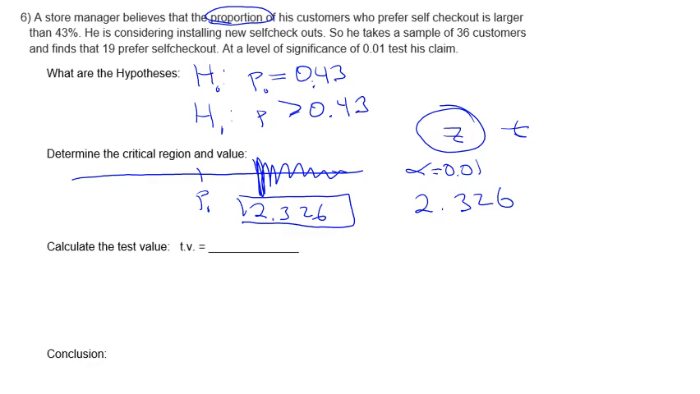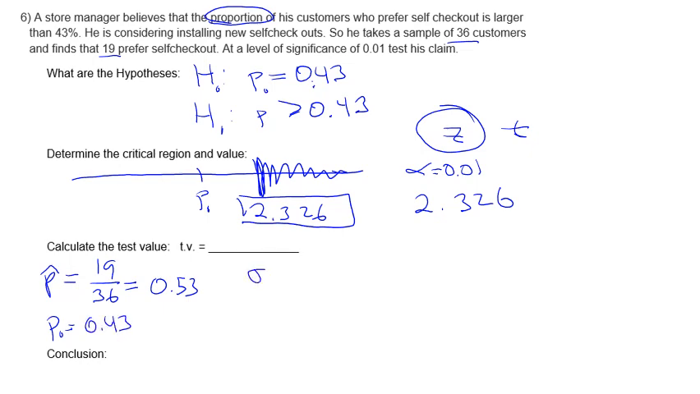Move on to the test value. Again, p hat is the sample proportion. He took a sample of 36 people. 19 out of 36 preferred self-checkout. That comes out to be 0.53. P naught is from the null hypothesis, 0.43.